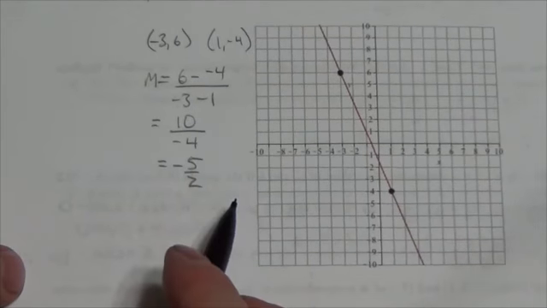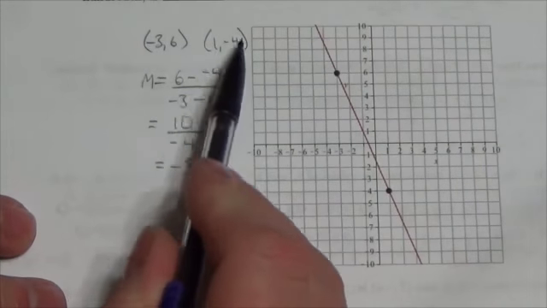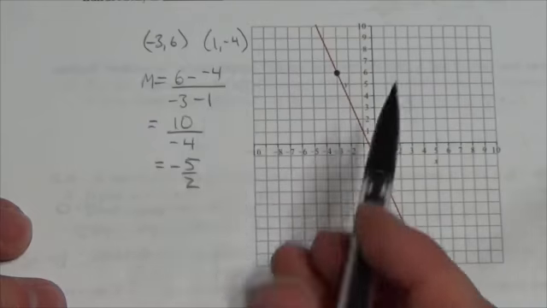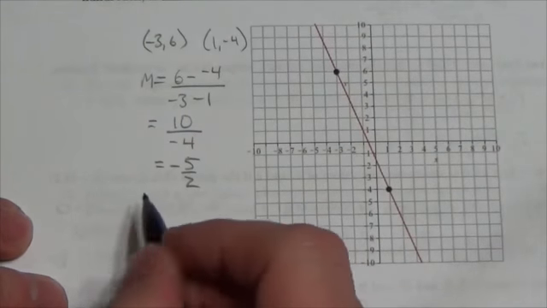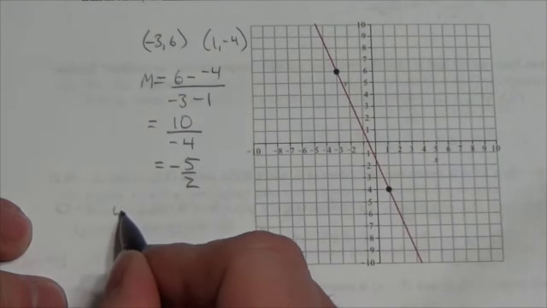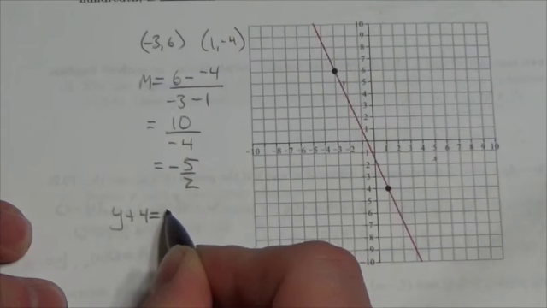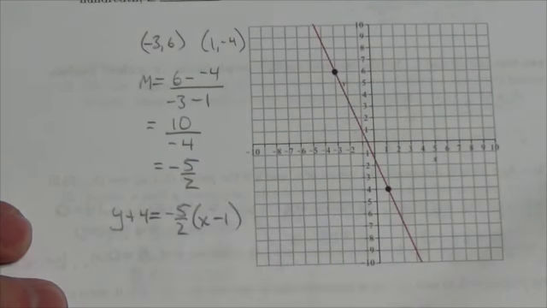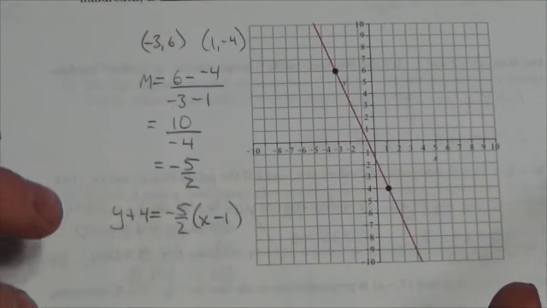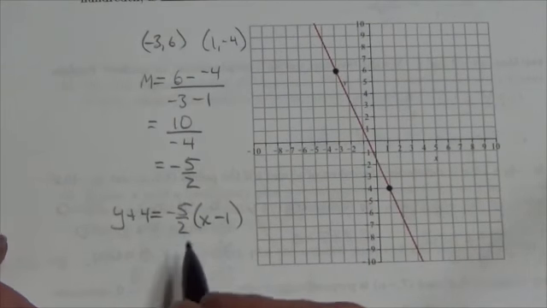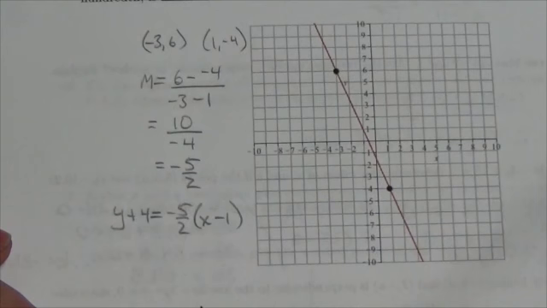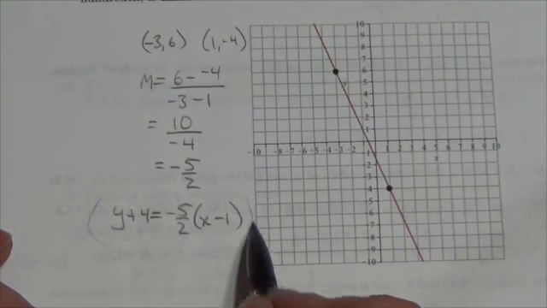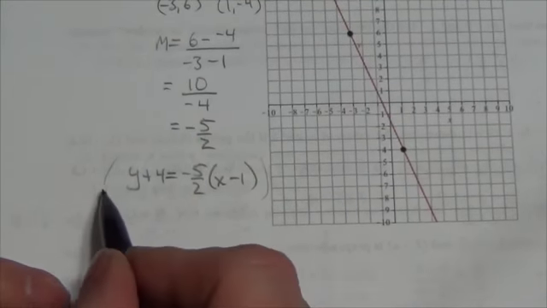Now I'm going to put this in point slope form, and I'm going to choose that point right there because it's got the smaller number. So I'm going to write, what have I got here? y plus 4 equals negative 5 halves times x minus 1, which is great, but it's in the wrong form. Okay, I need this to be in general form. So first of all, I'm going to get rid of the fraction by multiplying everything through here by 2.